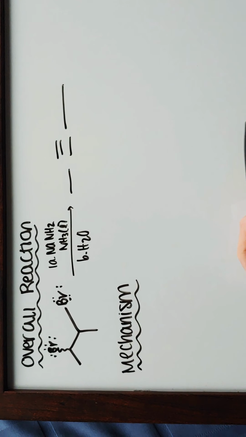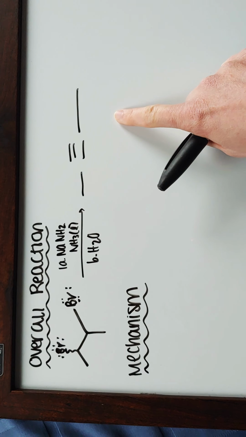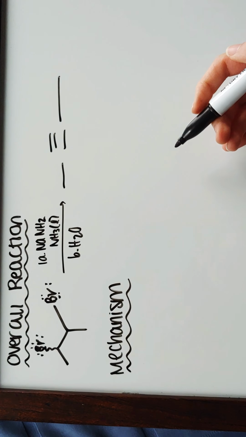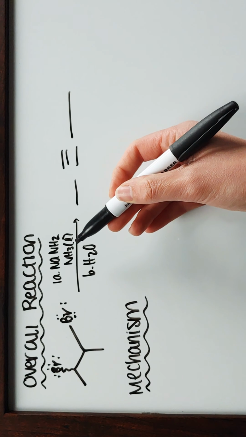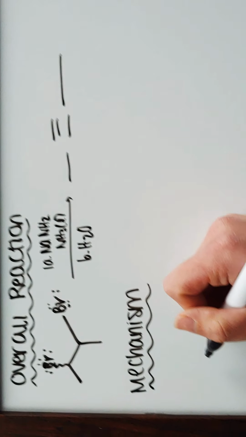Today I'm going to show you how to go from this to an internal alkyne. So let's begin. The first part of our mechanism is we have this, and it's going to be reacting with NH2. So let's get started.